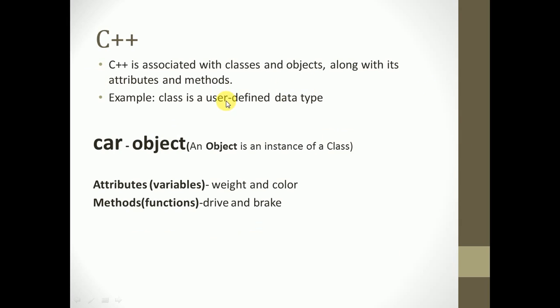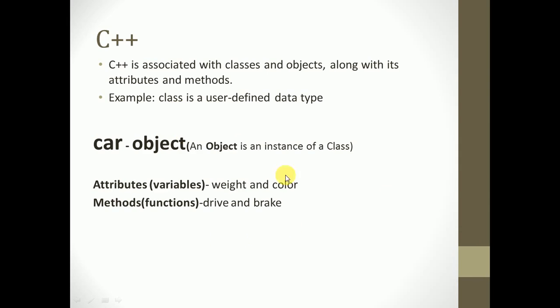C++ is associated with classes and objects along with their attributes and methods. In C++, we call them variables and functions. Now, for example, we say that a class is nothing but a user-defined data type. The normal data types may be integer, character, float, long, double; all those are basic data types. But this class becomes a user-defined data type.